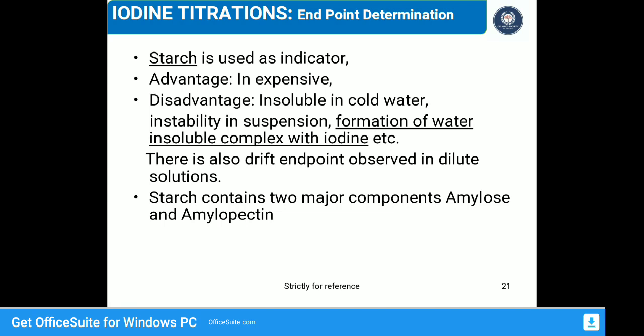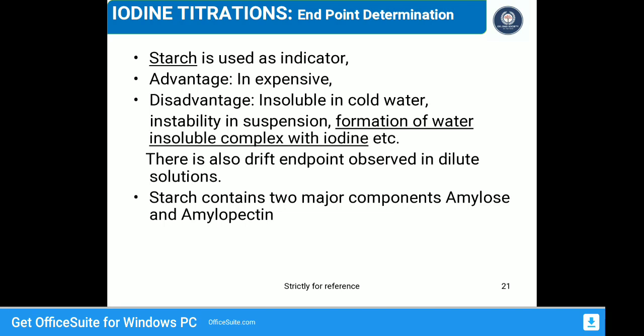Now, here is endpoint determination. Endpoint determination in iodine titration is done by using a suitable indicator, and the ideal indicator for iodine titration is starch indicator. The advantage of starch indicator is that it is inexpensive. The disadvantages are that it is insoluble in cold water, unstable in suspension, and forms a water insoluble complex with iodine. There is also a drifting endpoint observed in dilute solution.